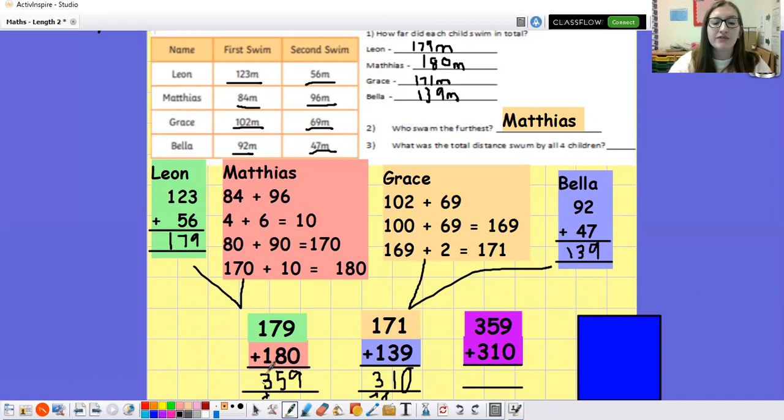So I've taken 359 from this answer, and I'm adding it from 310 to this answer. So let's see, 9 add 0 I know is 9, 5 tens add 1 ten is 6 tens, and 300 add 300 is 600. So the total distance was 669 meters. So well done if you got that correct. Super duper job, year 3.